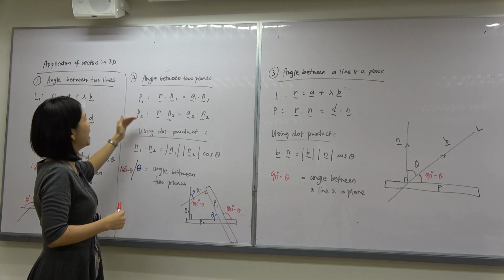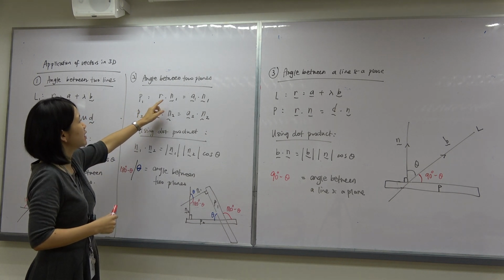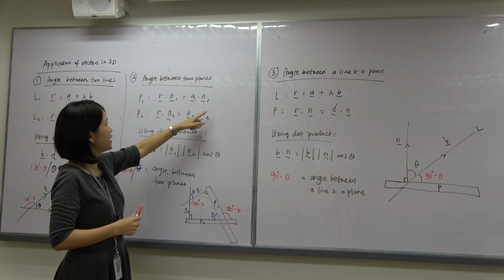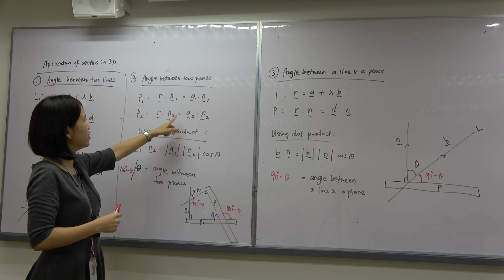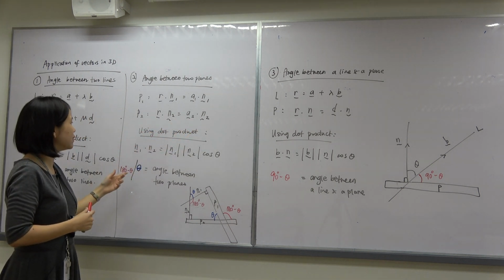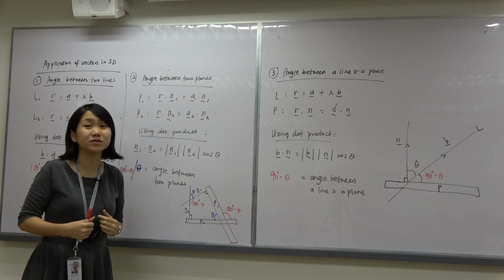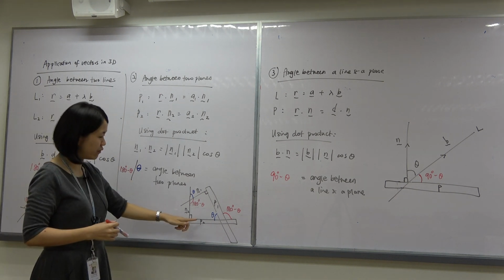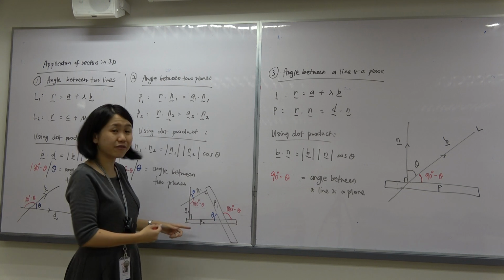So I've got two plane vector equations. One is r dot n1 equals a1 dot n1. Another is r dot n2 equals a2 dot n2. So how then do I look for angle between two planes? I simply have to look for the angle between the two normals. Why is that? Look at this diagram over here.